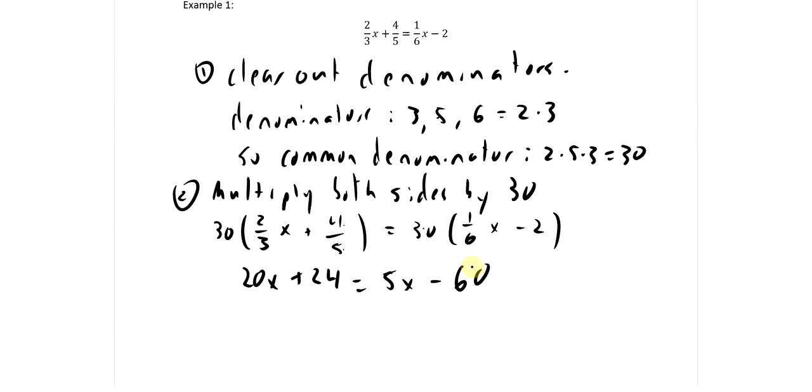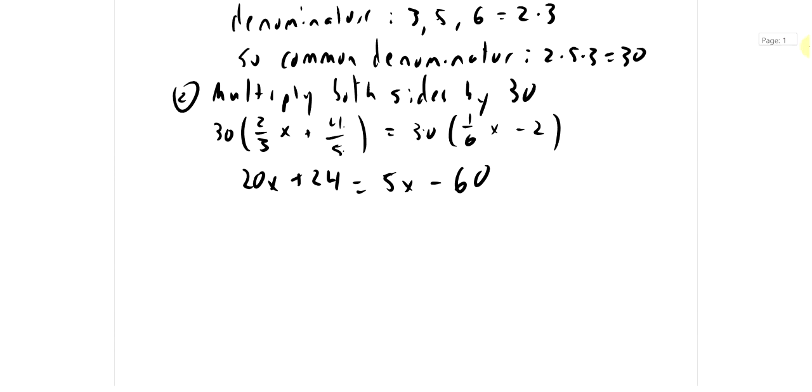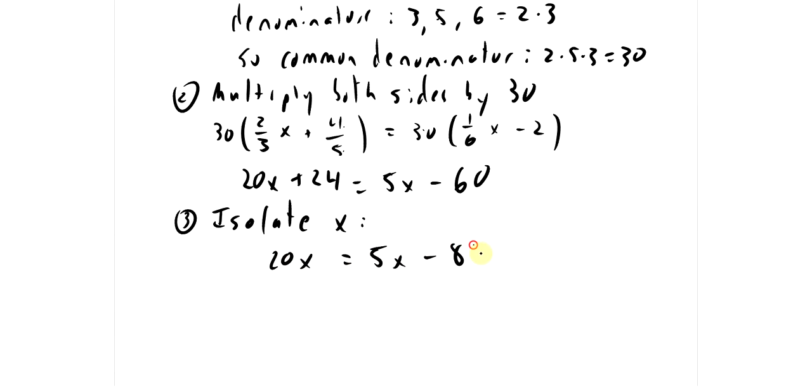So what am I going to do now? Well, what I want to do is isolate x. So we'll subtract a 24 from both sides. And 24 minus 24 is 0, minus 60 minus 24 is minus 84, and then subtract a 5x from both sides, and we'll get a 15x equals minus 84.